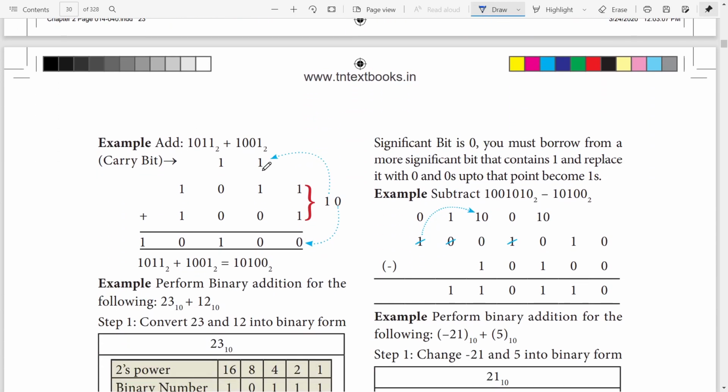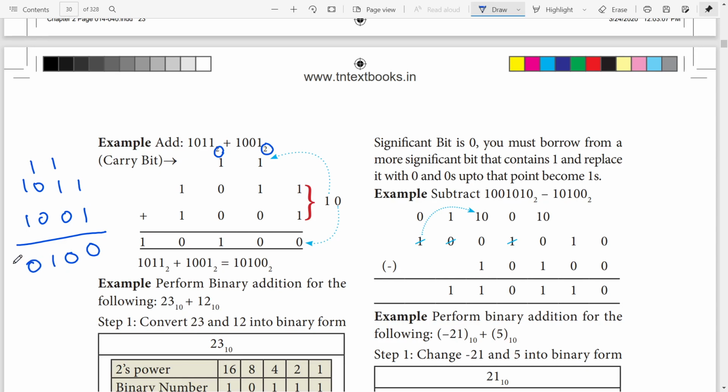So listen, the subscript 2 indicates it is a binary value. 1 0, I'm going to add 1 0 1 1 1 0 0 1. So we have seen 1 plus 1 is 0 and its carry is 1. Again 1 plus 1 is 0, its carry is 1. 1 plus 1 is 0, its carry is 1.